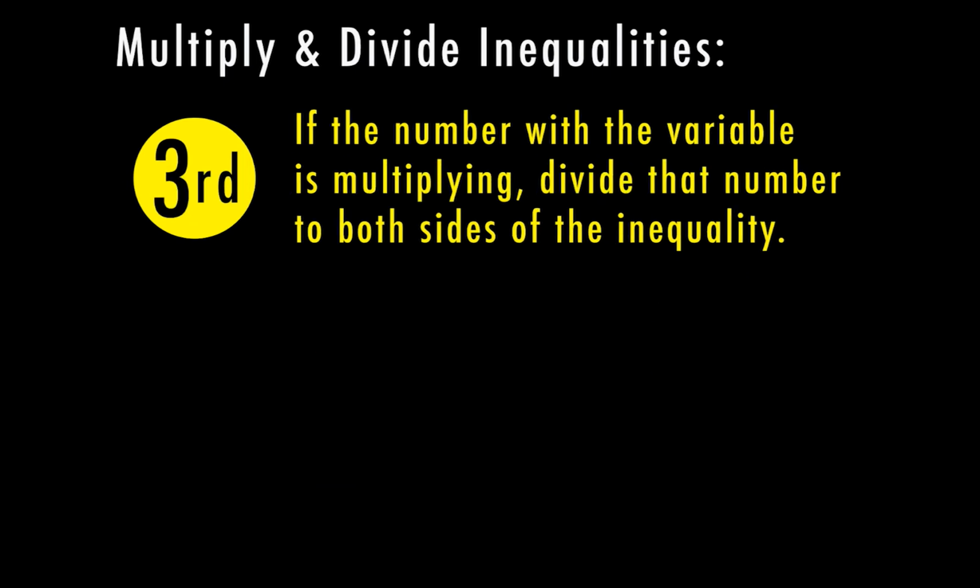For the next step here, if the number with the variable is multiplying, I'm going to divide that number on both sides of my inequality. So let's see what this looks like.